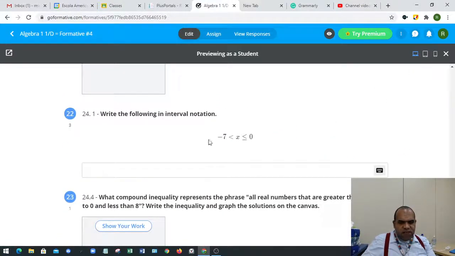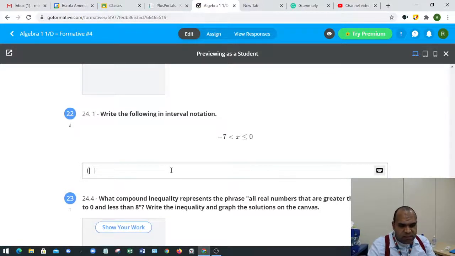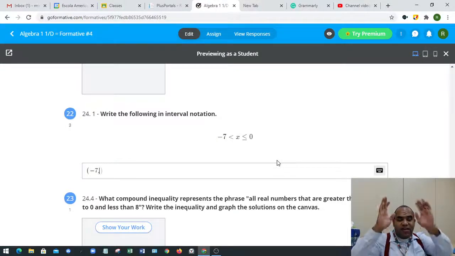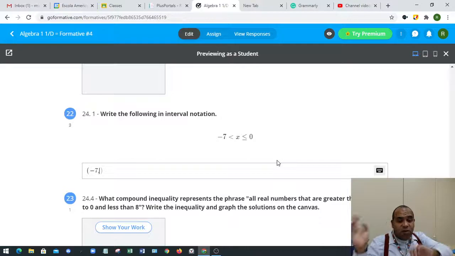Number 22, the same thing. Write the following interval notation. Guys, this is easy. You don't need to do anything. Why? Yes, mister. Remember, less than is parentheses. The endpoint is already there, negative 7. I go inward to the other endpoint, number 0. And here is the bracket because it's equal to.